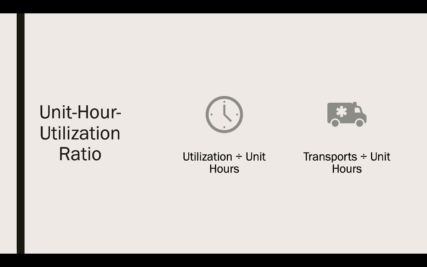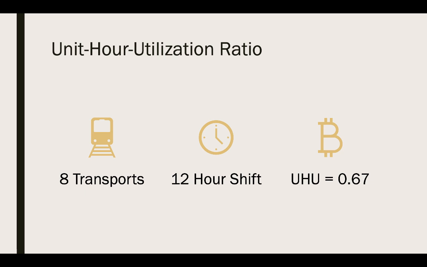Now let's go back to our unit hour utilization ratios. I know we've talked about this before, unit hour utilization being our utilization divided by the number of unit hours that we are producing. Typically, we use transports as our utilization over unit hours. So for one truck working a 12-hour shift, if we do 8 transports over that 12-hour shift, we've got a unit hour utilization of 0.67, or 2/3 of the time this truck during its shift is in use.